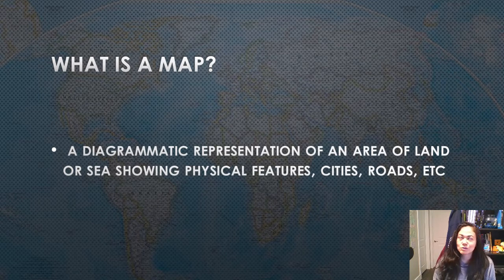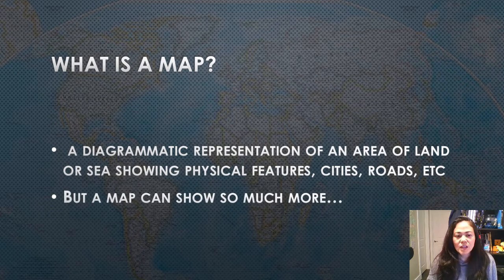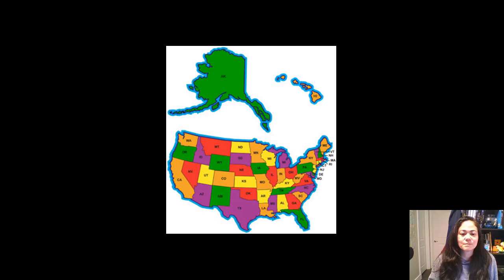in maps, historically anyways. Historically, maps were often used to just show a diagrammatic representation of the area of land or sea or whatever it is, and it shows physical features like streets or buildings and things like that. But maps can be used to show all kinds of different information. So we're going to look at some examples of maps that show more information than just the physical space.